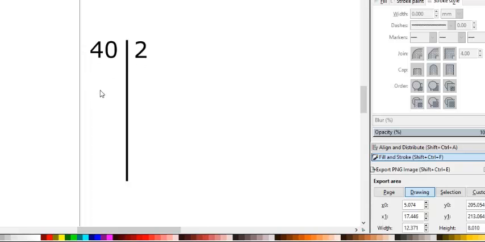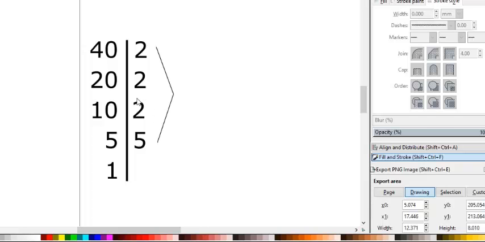Half of 40 will be 20. Half of 20 will be 10. Half of 10 will be 5. And 5 doesn't have half, and it doesn't have a third either. The only thing that 5 can be divided by is 5. So 5 divided by 5 will be 1. Once I finish dividing, I'm going to copy these numbers as factors being multiplied. If I multiply all of these numbers, I will get 40. So this is another way of writing 40.